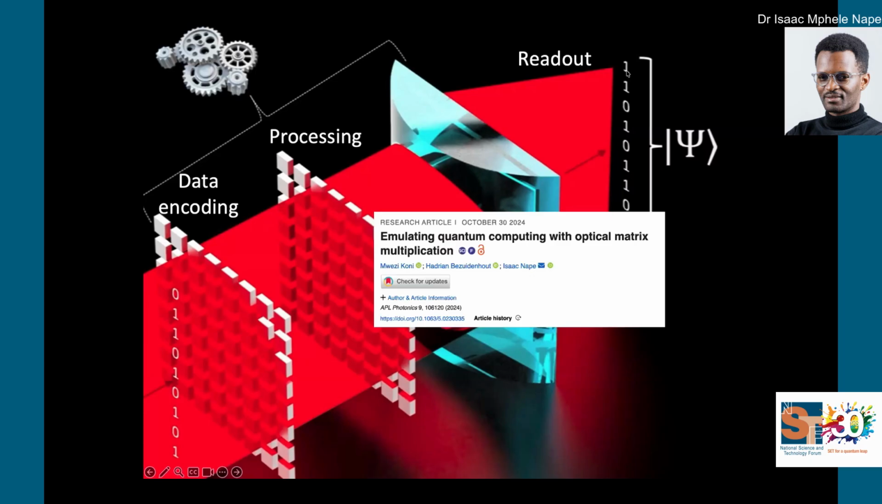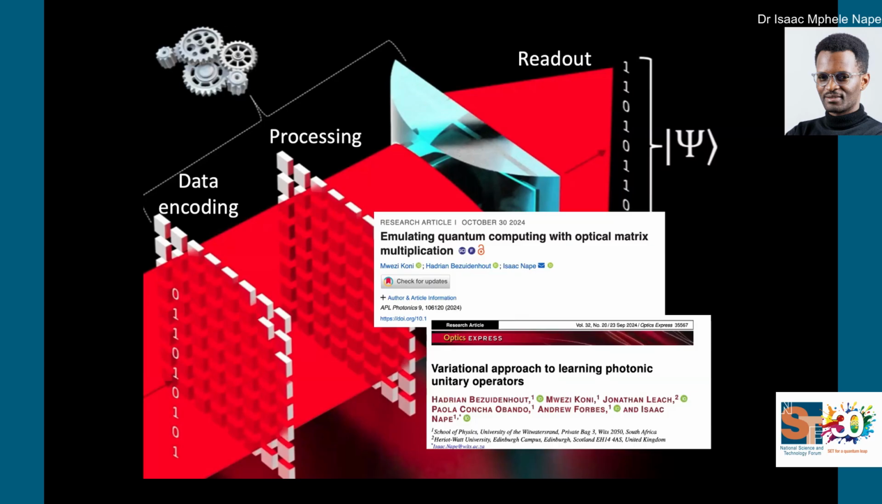And so we did this in a series of papers where we showed that you can use this scheme to emulate quantum computing. And also the underlying mechanism that basically allows the system to do computing is that the system itself looks like it's performing matrix multiplication, but in an analog manner. And we also showed that we can repeat the variational algorithm that I showed you before on the quantum computer, but now using our optical system.